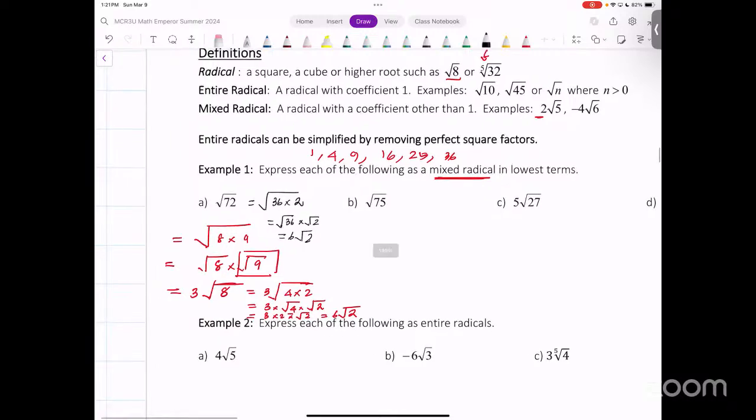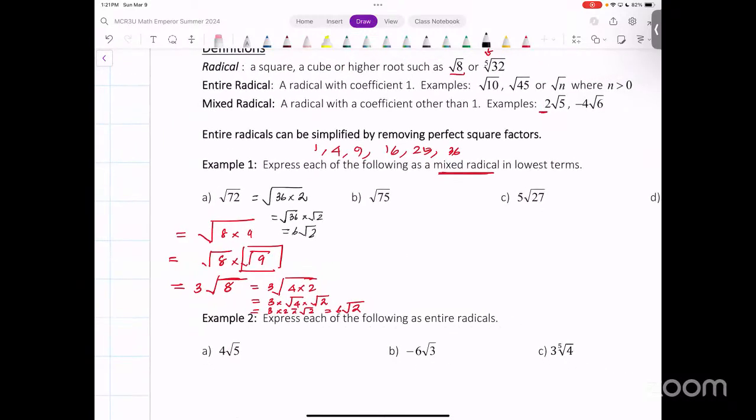So let's go back to Will. Can you tell me, sir, how can I split 75 so that I can get a perfect square? 25 and 3. Correct. So we can rewrite this as square root of 25 times 3, which is square root of 25 times square root of 3, which is 5 root 3.